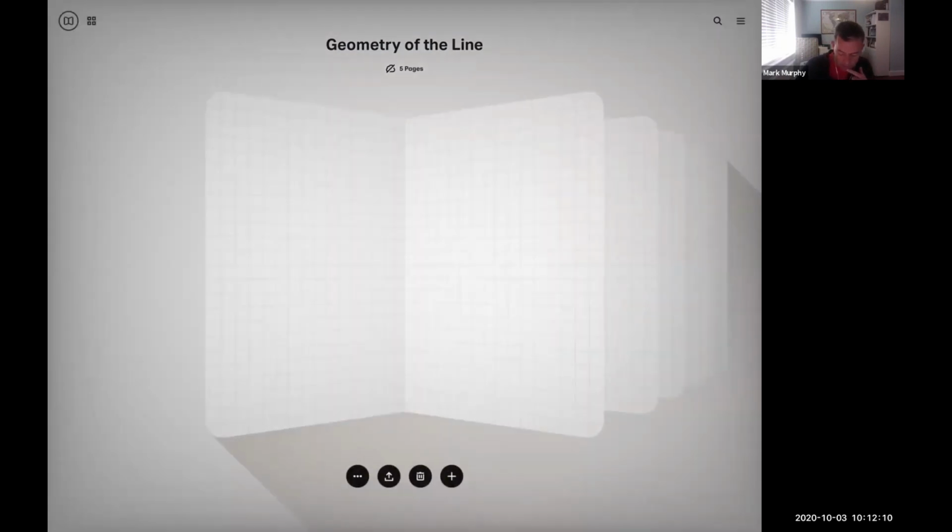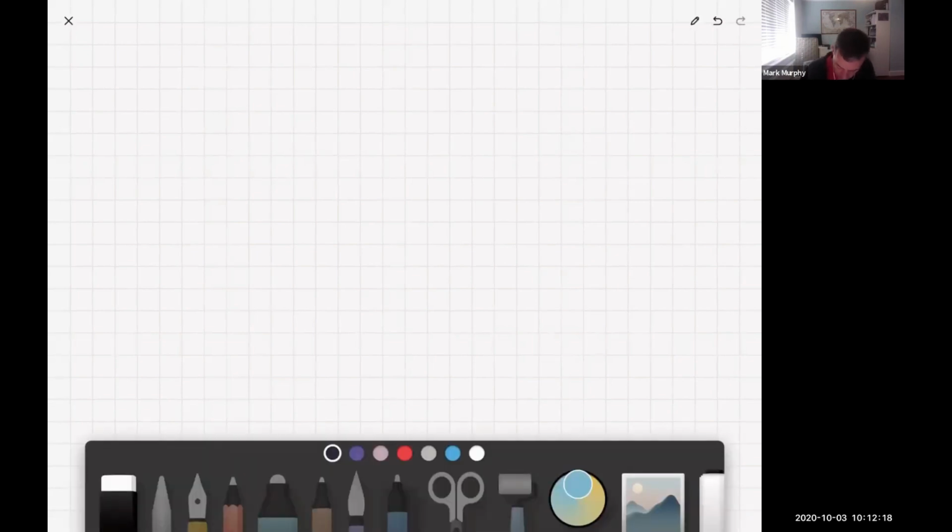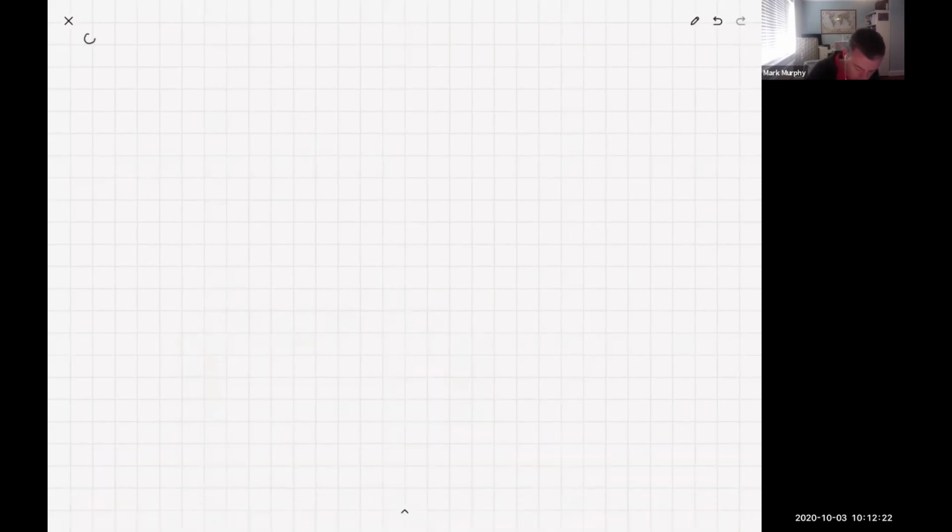So the first, I'm writing on the screen, so it's a little bit difficult, but hopefully it'll work out. The first thing I'm going to do here is I'm going to call it basics.